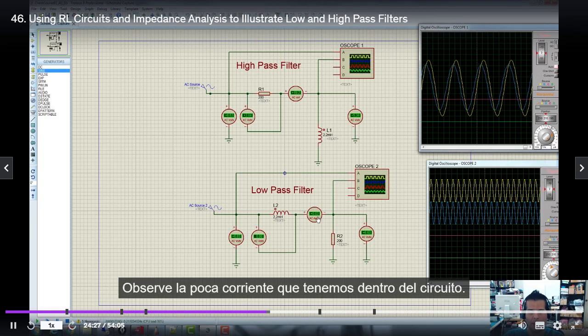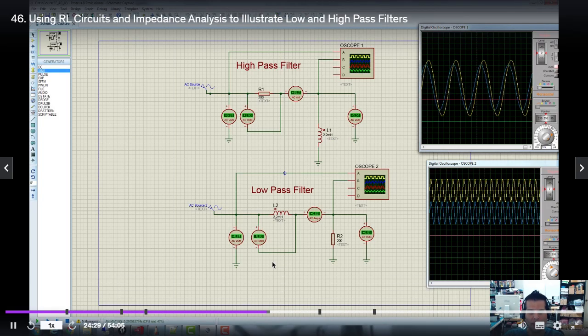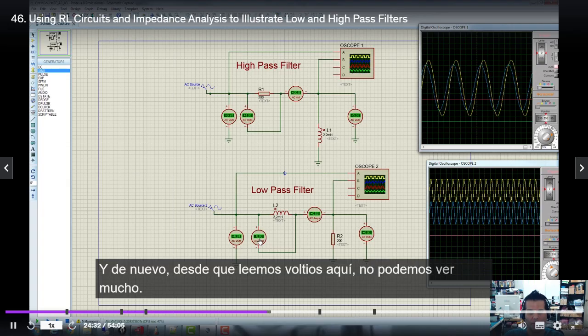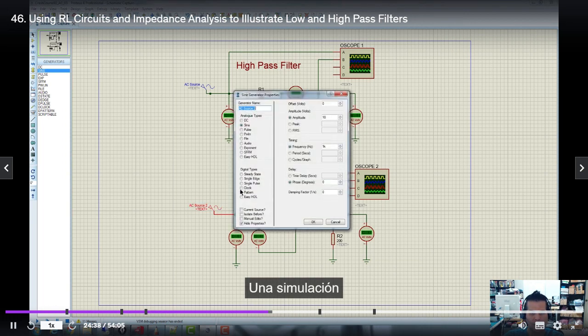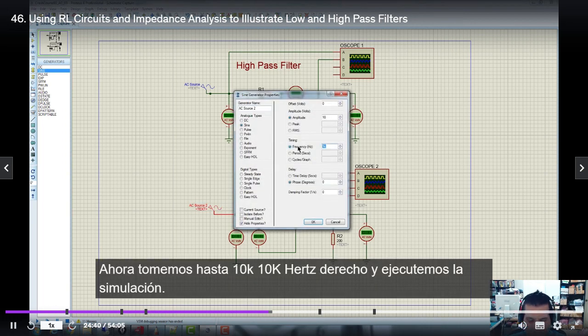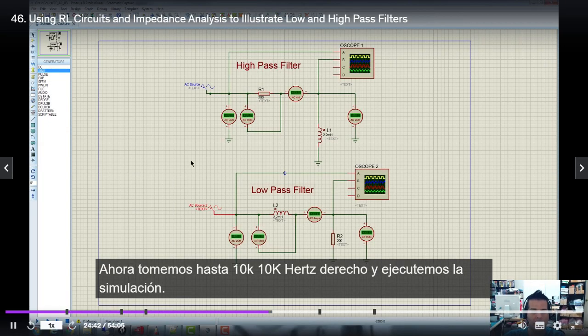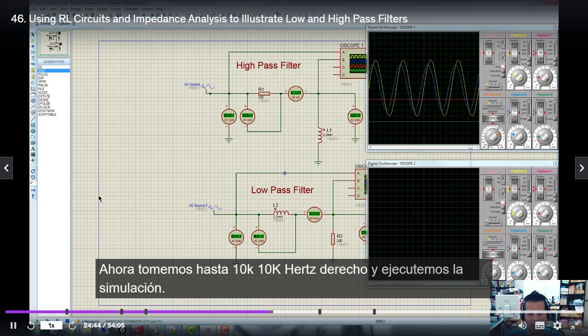Notice how little current we have inside of the circuit. And again, since we're reading volts here, we're not able to see much of it. All right, so let's keep going here. Stop the simulation. Now let's take it up to 10K. All right, 10K hertz, and let's run the simulation.